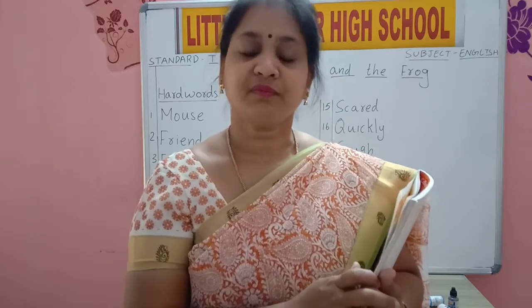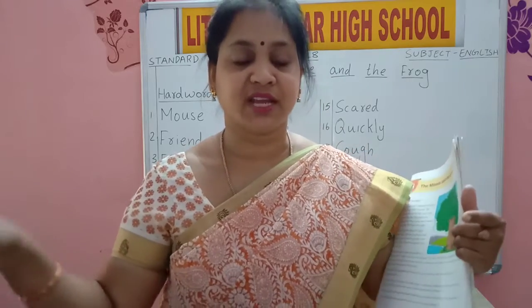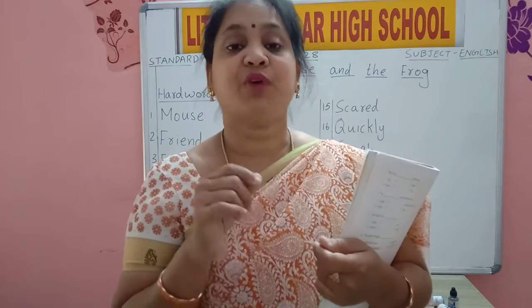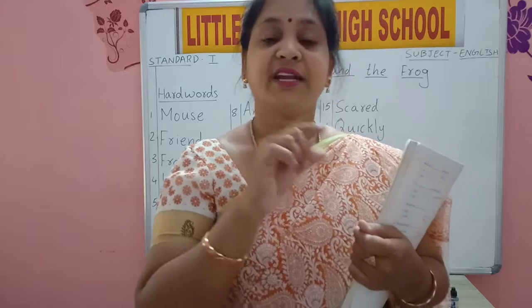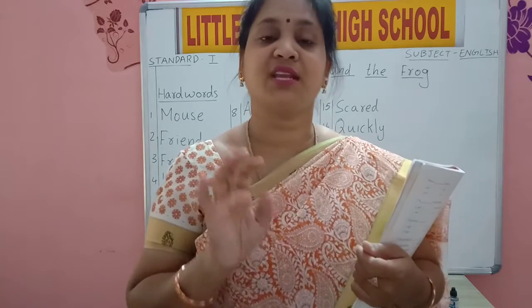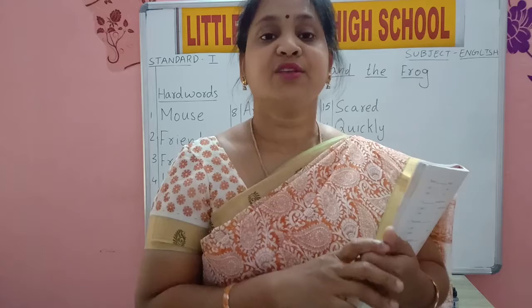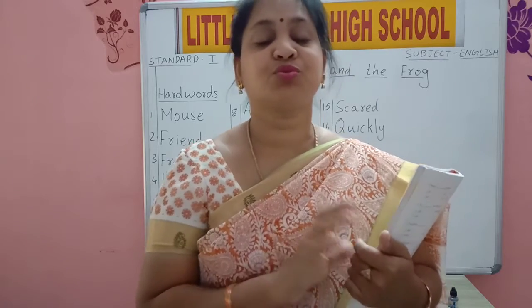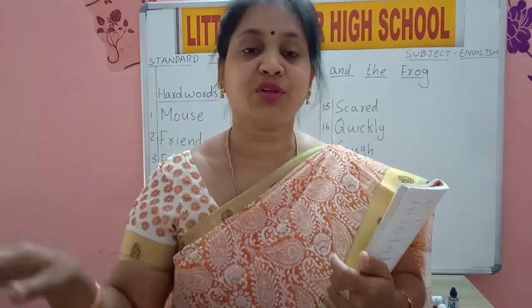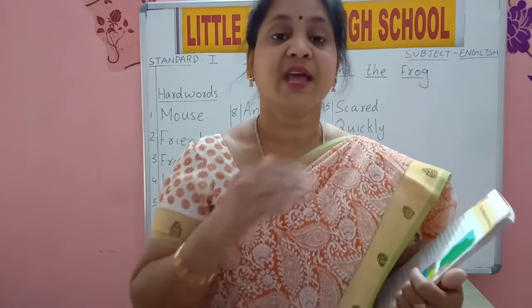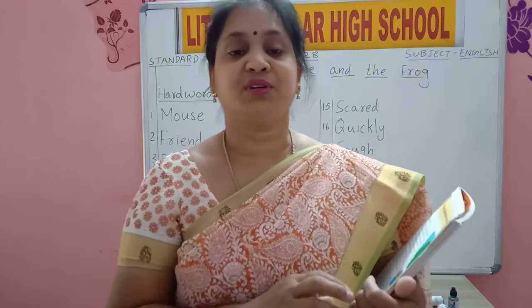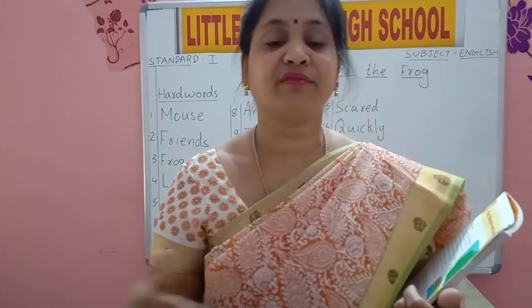What did he think? He brought one thread, one string, and he slowly tied one end of the string to the mouse's tail and the other end to his leg, the frog's leg. So after tying the two ends of the thread, he jumped into the water and started swimming. Because of the thread which is tied to both of them, as the frog jumped into the water and started swimming, this mouse also jumped.